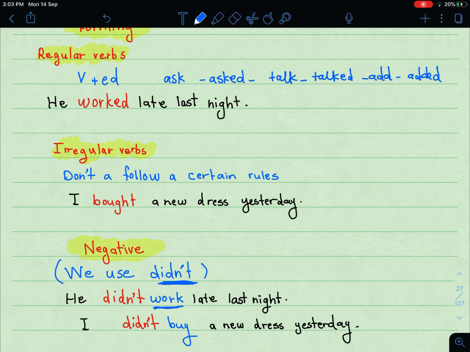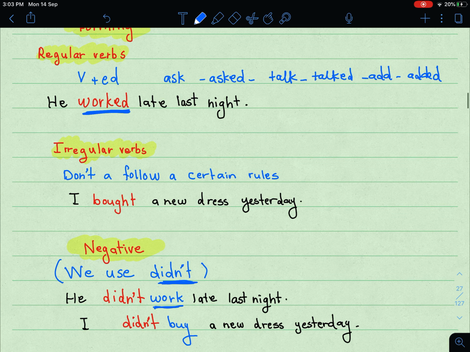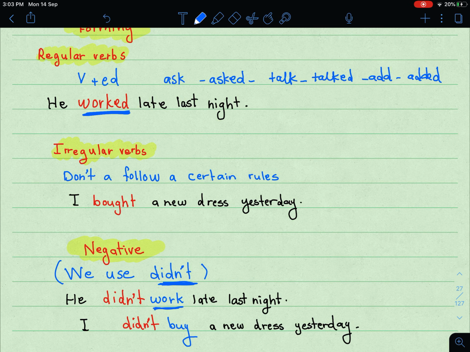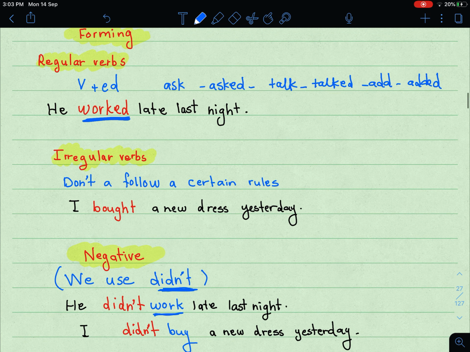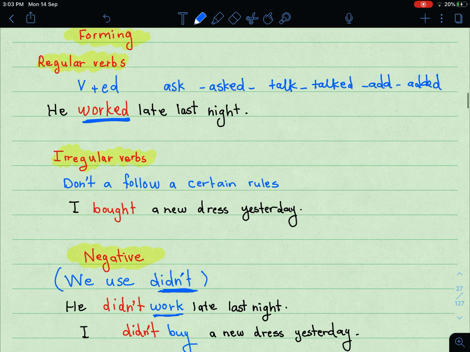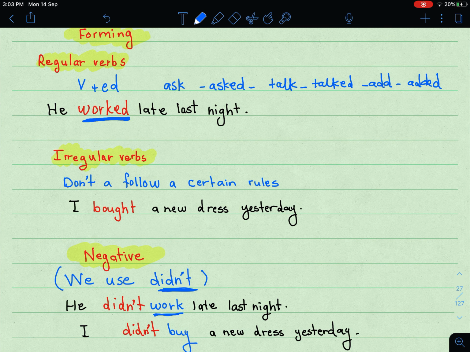Okay, let's move on and let's take a look at the sentence. So, he worked late last night. So this is a sentence, is a simple past, and the verb worked is a regular verb, فعل منتظم. Okay, the irregular verbs, الأفعال الغير منتظمة, they do not follow a certain rule. ما يتبعون قاعدة معينة. So you have to memorize these verbs by heart. لازم تحفظون هذه الأفعال. Especially the most common ones.